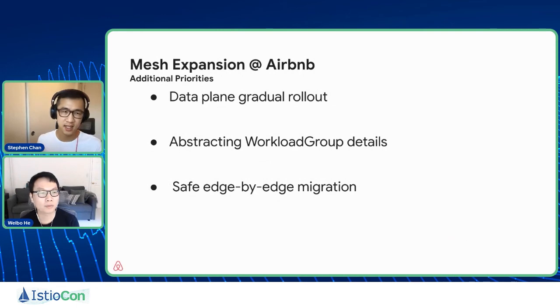In addition to the functionality mentioned in the previous slides, we have a few more priorities to reach parity between our VM and Kubernetes Istio setups. First, we want to be able to upgrade the data plane seamlessly. Second, we have built some internal abstractions which condense workload group boilerplate and shield some of the details from users. Finally, we're working on enabling safe edge-by-edge migration with traffic shifting.